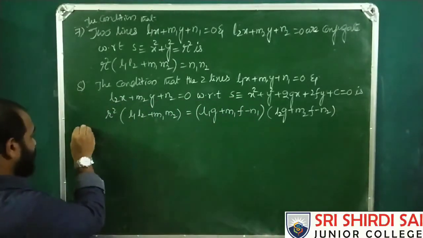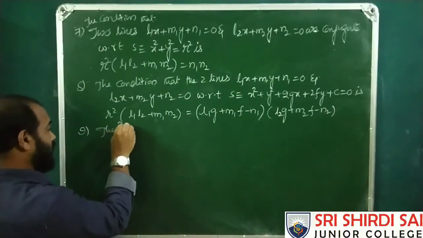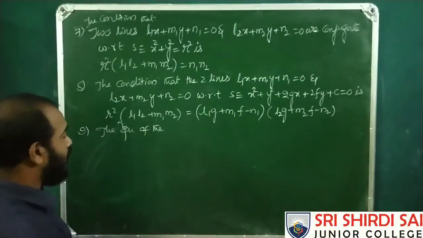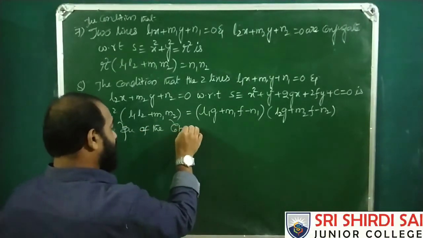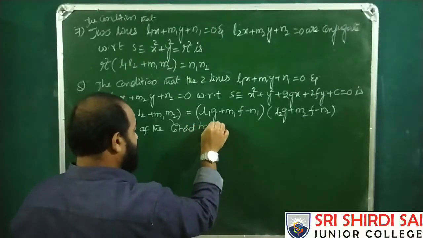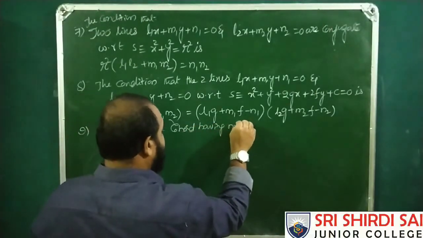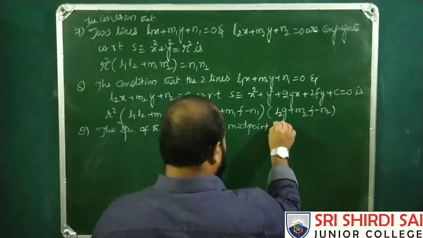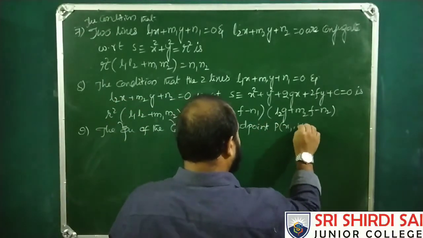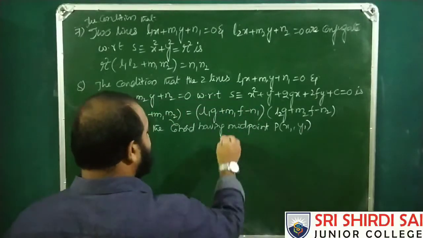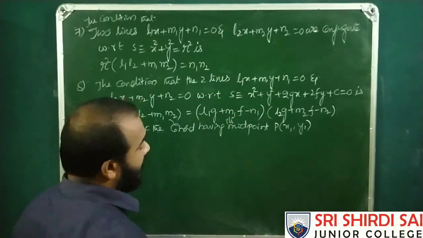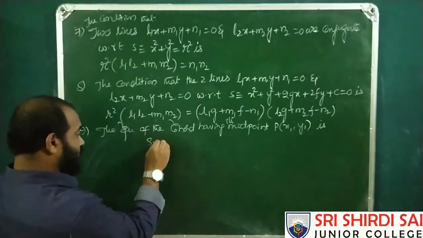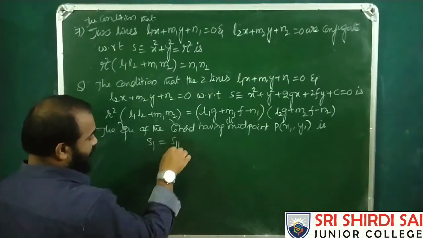So the equation of the chord having its midpoint P(x1, y1) is S1 equals S11.